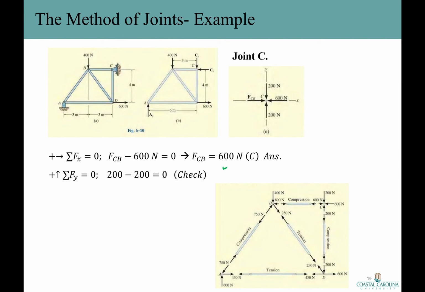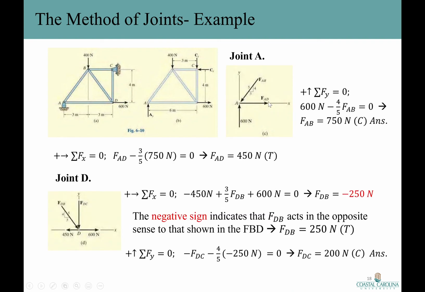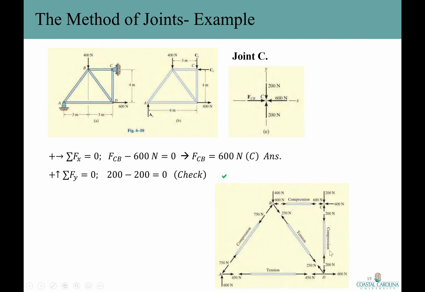All right, so let's go to joint C. Here is the free body diagram of joint C. We have CY and CX, 200 Newton and 600 Newton respectively. And what else do we have? We have an F sub CB, horizontal force, and a vertical F sub CD. Well, we've found out the F sub CD in the previous step here. F sub CD or DC is a compression force, and the magnitude is 200 Newton.